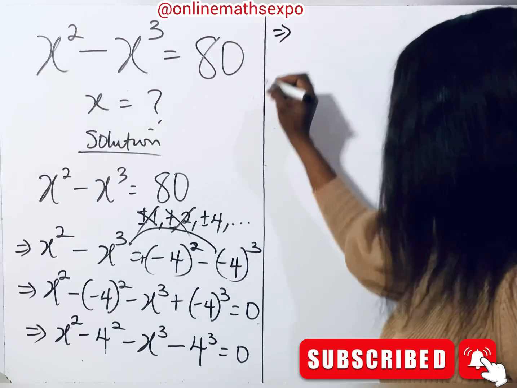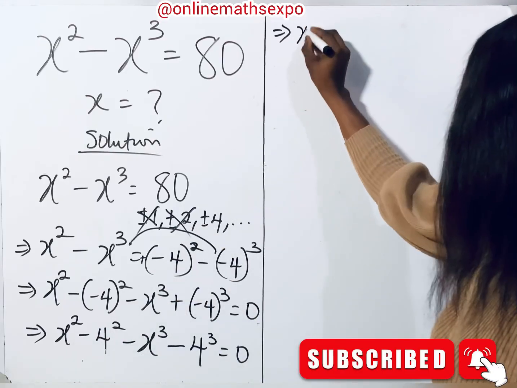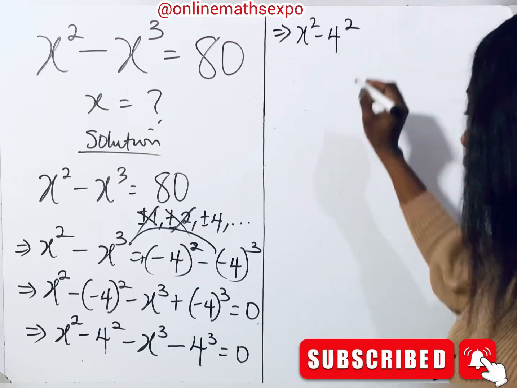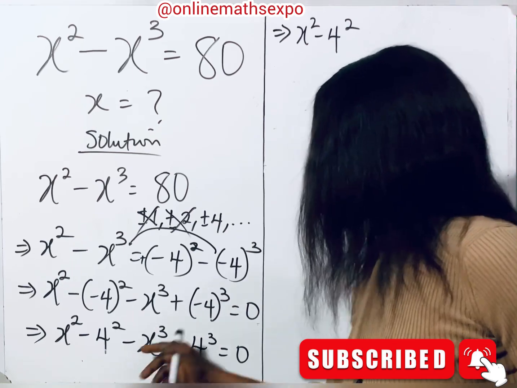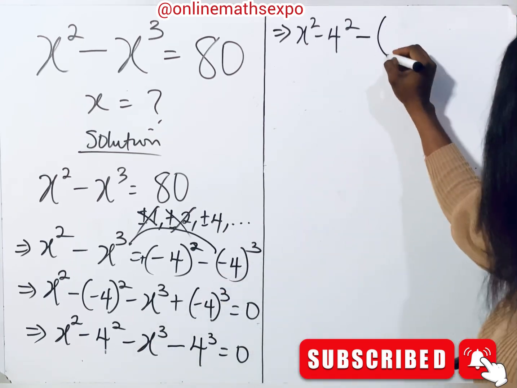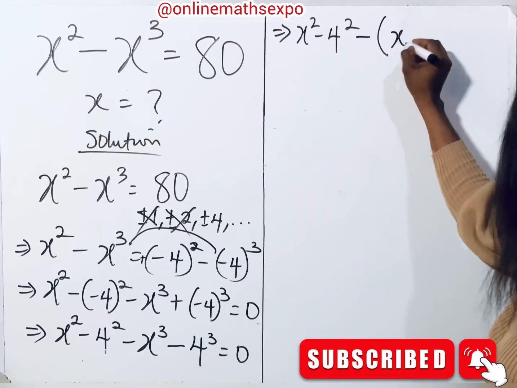Amazing. So we have x squared minus 4 squared. Now let's factor out the negative sign here. So we're going to factor the negative out. Then we have x cubed.